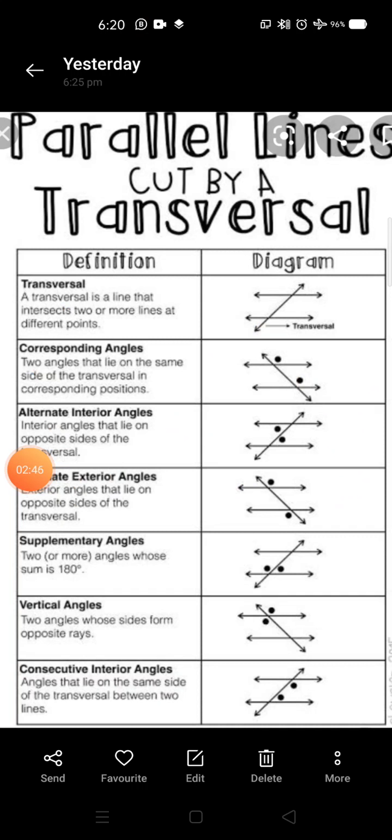Now next is corresponding angles. The second one, two angles that lie on the same side of the transversal in corresponding position. Now look at the figure. The two dots are there. These two dots are the example of corresponding angles which are on the same side.